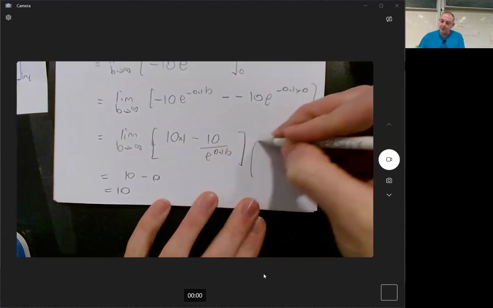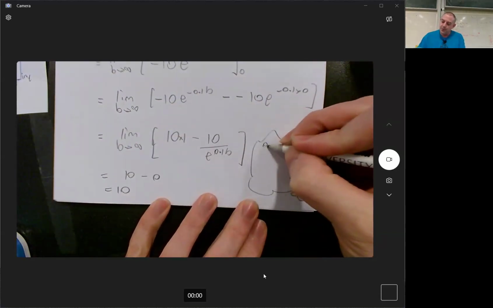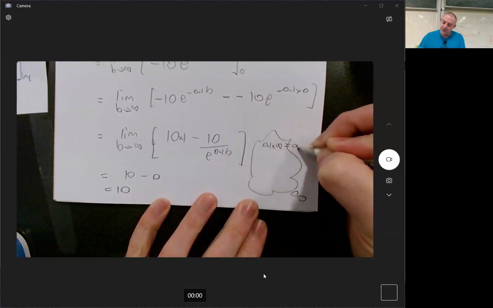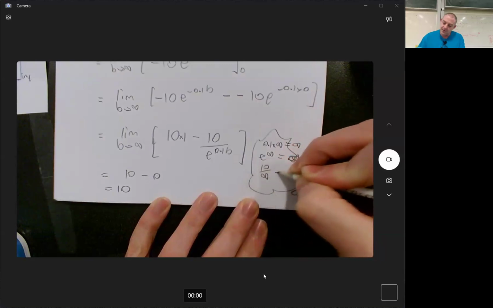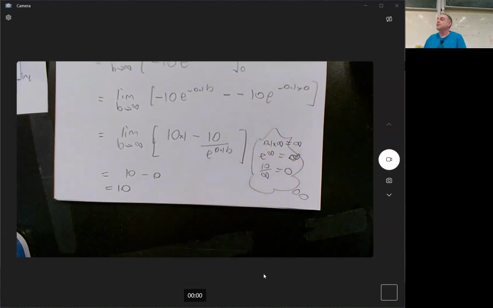So let's put that reasoning in my thought bubble. 0.1 times infinity is infinity. e to the power of infinity is infinity. And 10 divided by infinity is 0. That was the reasoning I did. Yeah, e goes upwards extremely fast, faster than any polynomial. Okay, well, eventually. Some polynomials go up pretty quickly at the beginning, but not so much near the end.